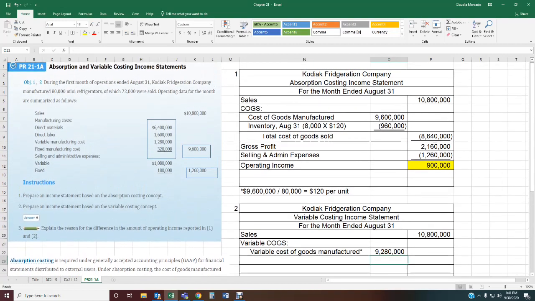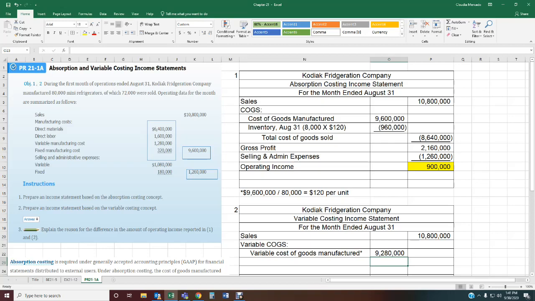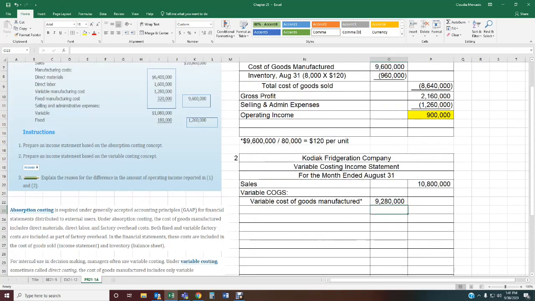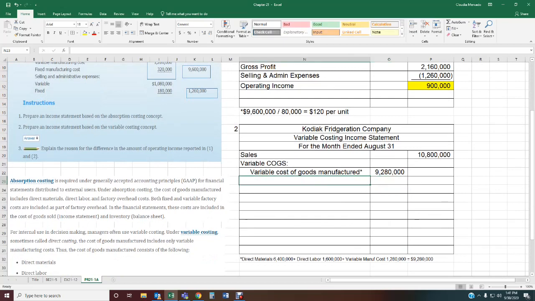Now, remember we have ending inventory. We manufactured 80,000 and we only sold 72,000. So that means that we have 8,000 units left over. I have to deduct my inventory.